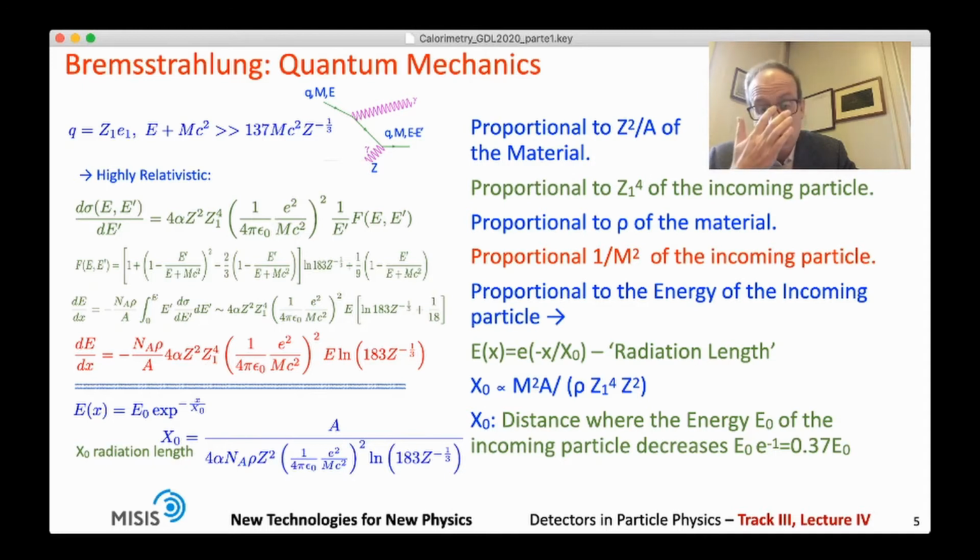Indeed, you see here that X0 is proportional to the square of the mass and to the mass number of the material, and then it is inversely proportional to the density, to the fourth power of the charge of the incoming particle, and to the second power of the atomic number of the material. So this radiation length is a very important parameter to describe this energy loss in a certain material.